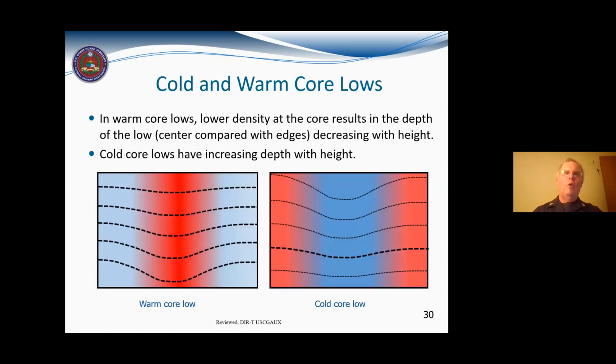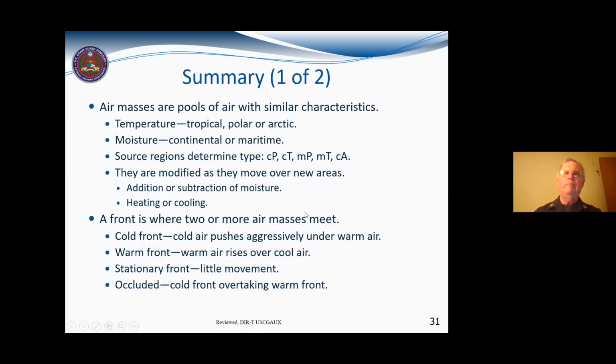Now, cold and warm core lows. If the center of a low pressure area is warm, the density decreases with height, and the lines of equal pressure just kind of sink a little bit. With a cold low, you get a much greater change in the pressure at the center of the low.